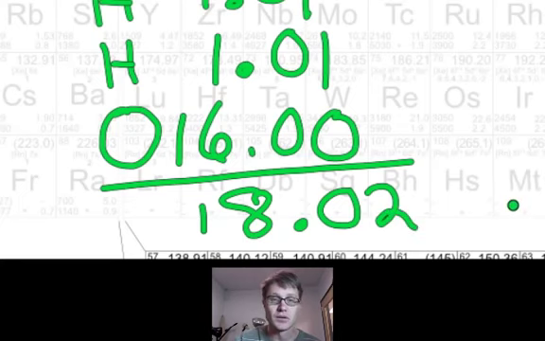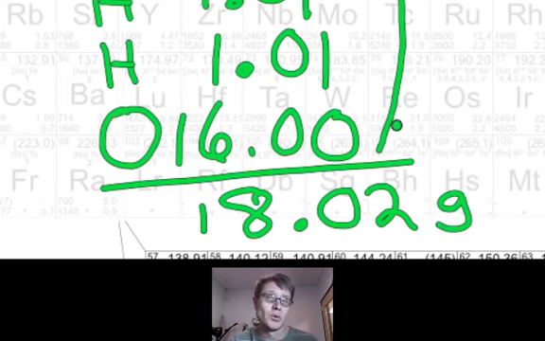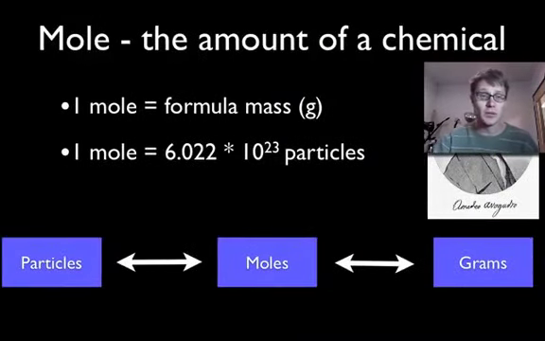18.02. And so if we wanted to say how much mass does 1 mole of water have, it's going to be 18.02 grams. And so you'll have to do this if you're ever going from moles to grams. You'll have to get a periodic table out and you're going to have to figure out what's the formula mass of that. And so let's go back to this then.